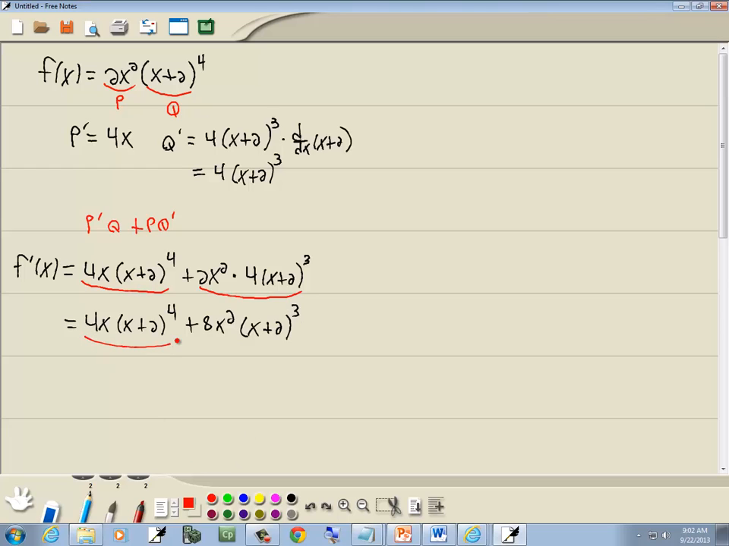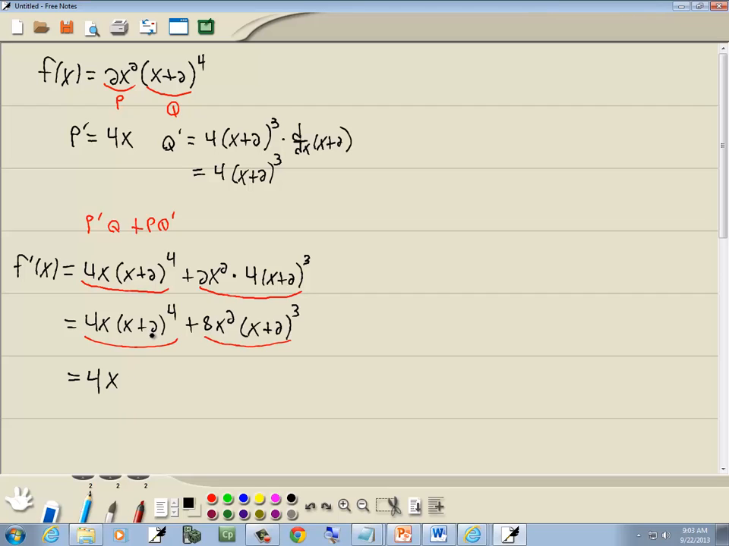Okay, this is one group, and this is one group. Why do I call them groups? It's because everything's multiplication. This is 4 times x plus 2 to the 4th. This is 8 times x squared times x plus 2 to the 3rd. Now let's factor out what they have in common. Number-wise, I got 4 and 8. GCF is 4, the largest number that divides into both of them. Here we got x to the 1st power, here we got x squared, so we're going to factor out an x. You always factor out the one with the smaller exponent.